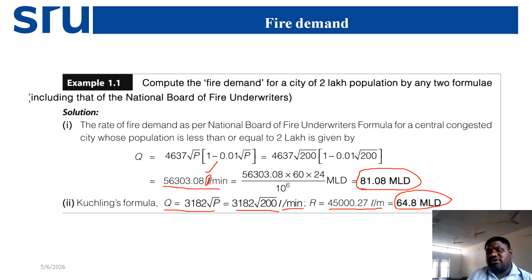The results come as 80,000 or 45,000 or 50,000 liters, and telling this many liters is not a good idea, so that's why we convert these liters to MLD. Using two formulas we calculated the fire demand. One is 81 MLD, using the National Board of Fire Underwriters. The next, Kuichling's formula, gives around 64.8 MLD. Thank you very much. In the next session we will discuss how to forecast the population.